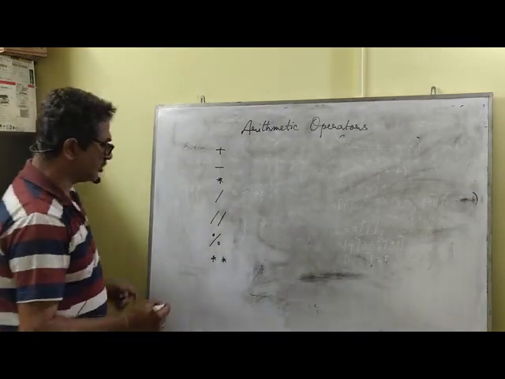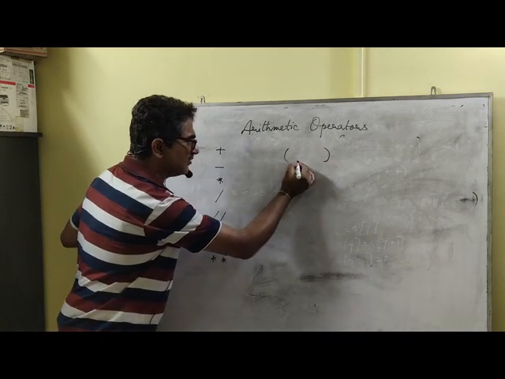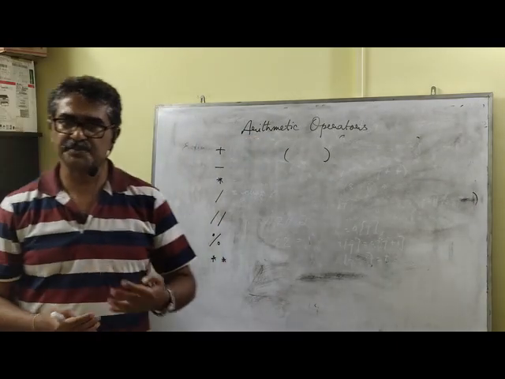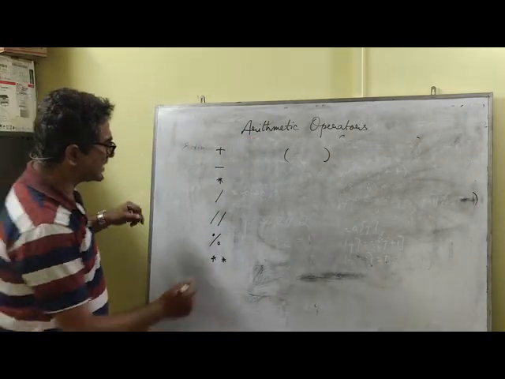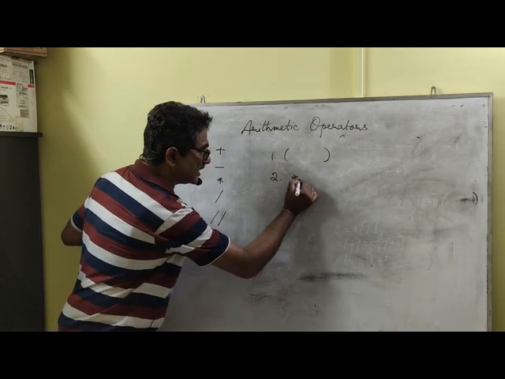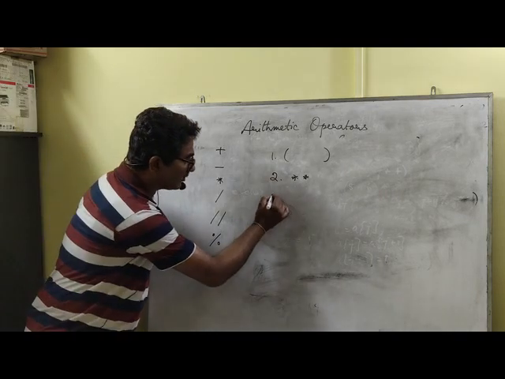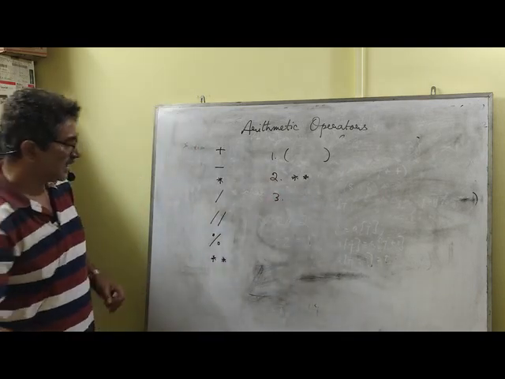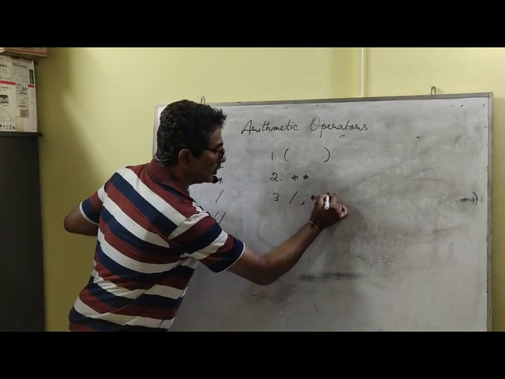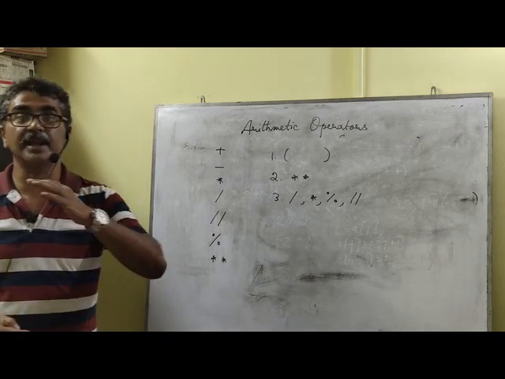First, of course, the first operation which we are going to perform is parenthesis. That is, the expression in brackets. Next, the second operation which we are going to do is exponent. That is power. The third thing we are going to do is slash, into, modulus, integer division. All of these have the same priority.